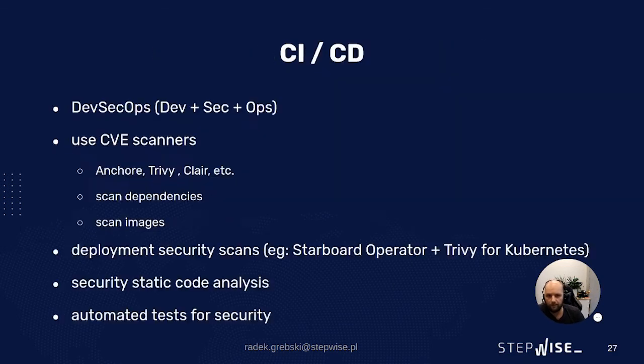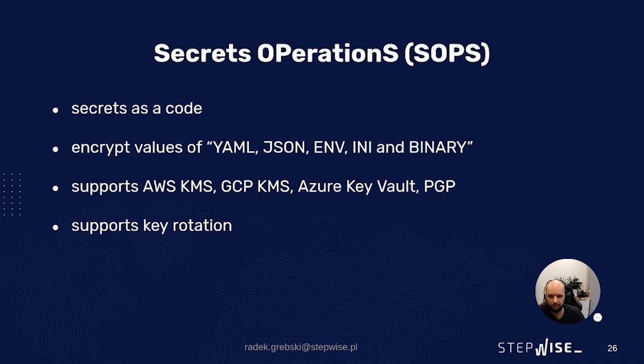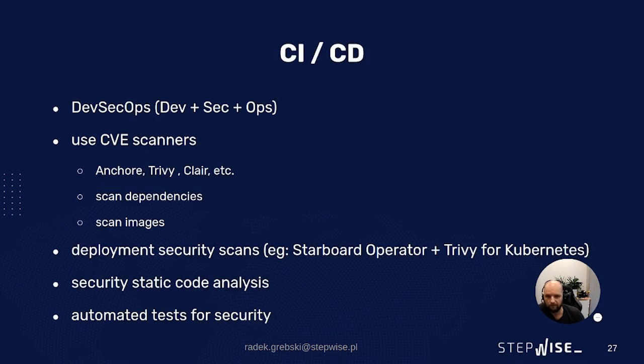Okay. I mentioned about secret operations before. So this is secrets as a code approach. We can encrypt values of YAML, JSON, ENV, INI, and binary files. It supports external key management systems like AWS KMS, GCP KMS, Azure Key Vault, PGP, and others, and supports key rotation, which is a very important thing to rotate key and not stick to one key all of the time.